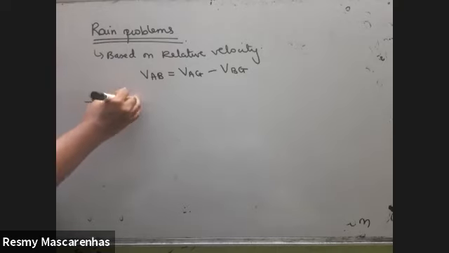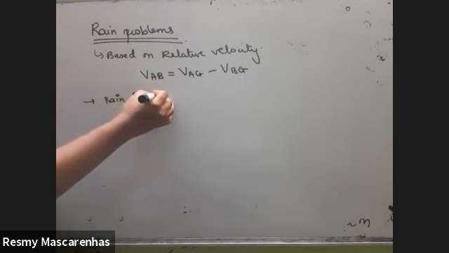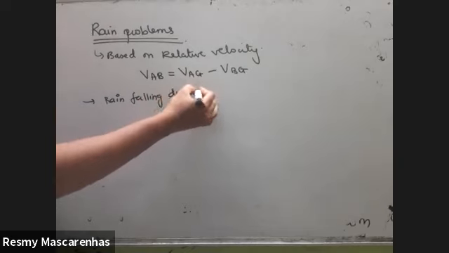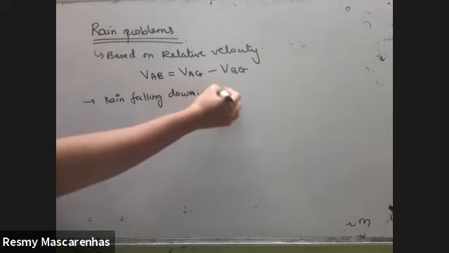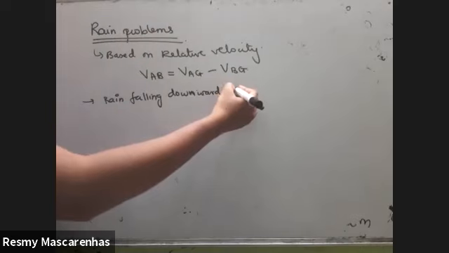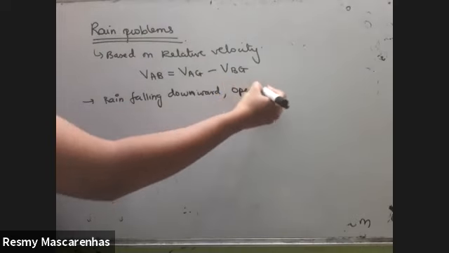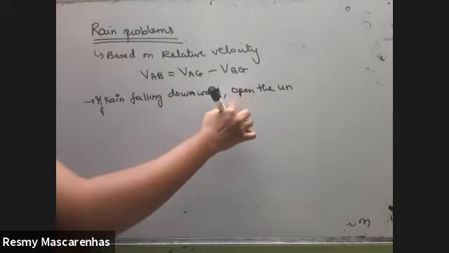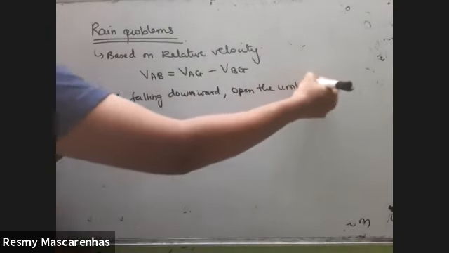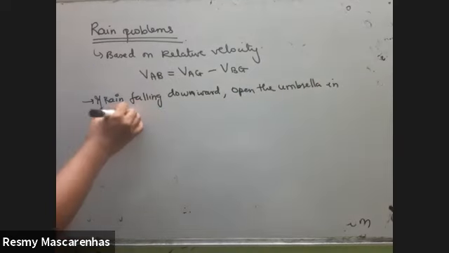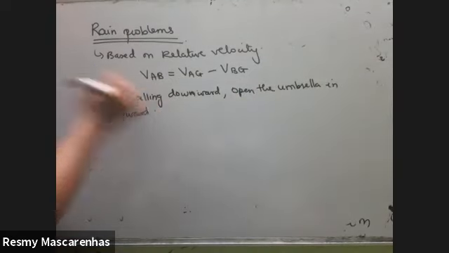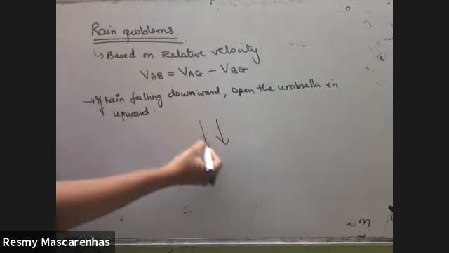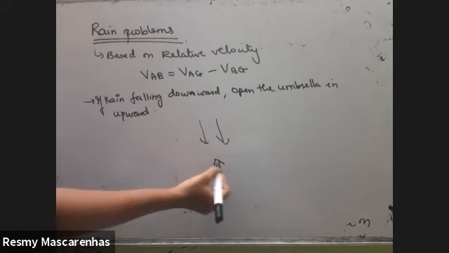If rain is falling downward, that's obvious, no? Downward, so we have to take it in the opposite direction. If rain is falling in the downward direction, open the umbrella in upward direction. Why am I giving you this? While solving the problem, you'll come to know. If your rain vector is coming this side, then your umbrella vector will be on the opposite side.